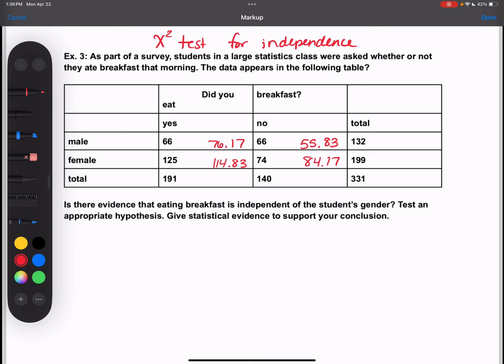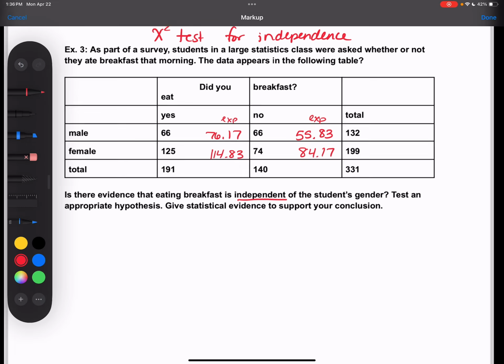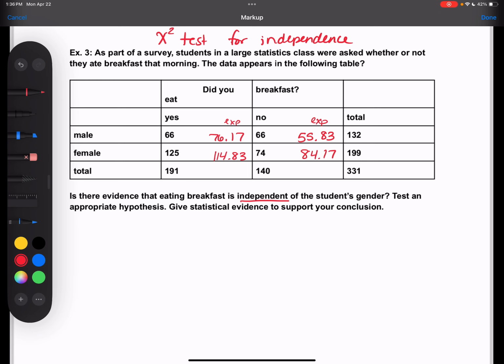So we found the expected values. So these are the expected ones over here. What was given to you was the observed values. So we're looking for evidence that eating breakfast is independent of the student's gender. So what would my null hypothesis be?